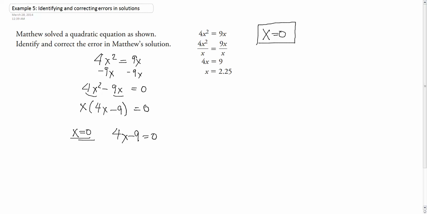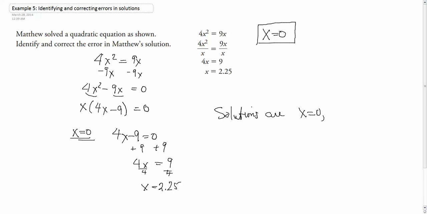And we resolve that by adding 9 to both sides. So we have 4x is equal to 9. Divide both sides by 4, and we have x is equal to 2.25. So our solutions are x is equal to 0 and x is equal to 2.25.